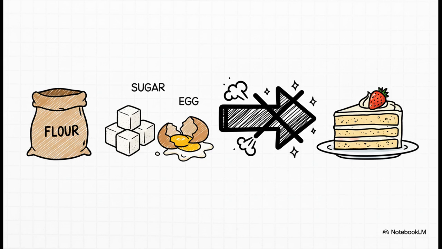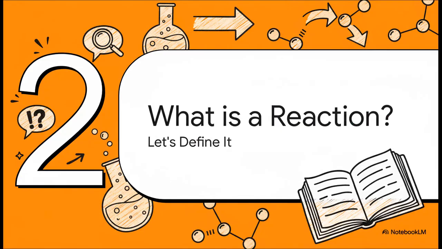The moment you bake that cake, those ingredients are gone for good. Now, they haven't just vanished into thin air. Oh no. They have been permanently changed by something we call a chemical reaction. Okay, so let's get right into it. What exactly is a chemical reaction when we talk about it like this?